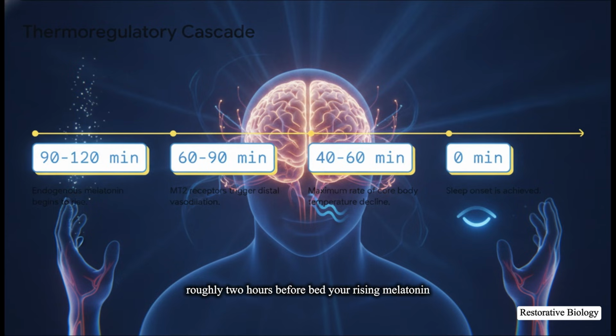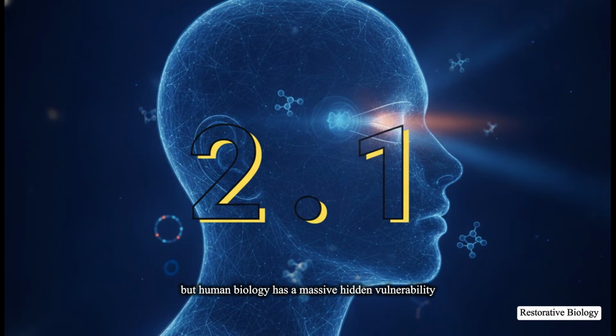Roughly 2 hours before bed, your rising melatonin binds to MT2 receptors in your blood vessels, which triggers distal vasodilation. Basically, it dumps warm blood into your hands and feet. This creates what's called a distal to proximal gradient, an active peripheral heat loss that literally cools your core to initiate sleep. But human biology has a massive hidden vulnerability here, and it's represented by the number 2.1.